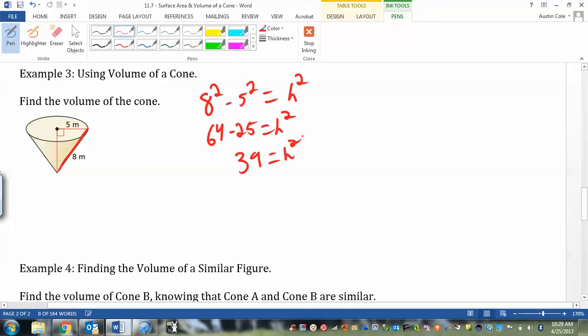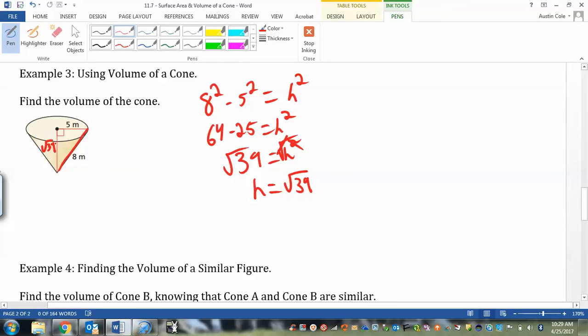How do you get rid of a square? Square root, right? Square root both sides. Those will cancel. I would leave the height as the square root of 39, so you get a more exact answer. Okay, so now we know this measurement here is square root 39.